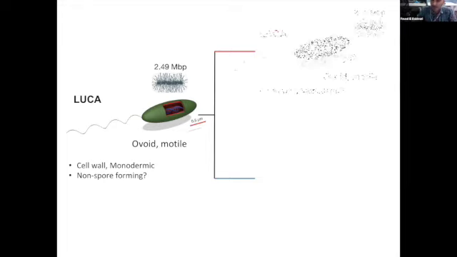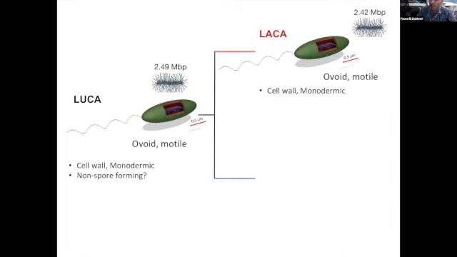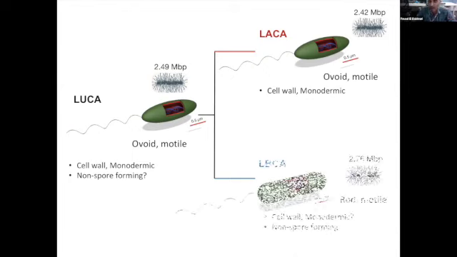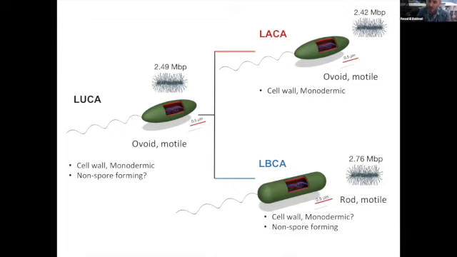The last archaeal ancestor has also a similar genome size to LUCA, was ovoid and motile, has a cell wall also, and has a single cell membrane. However, the bacterial common ancestor, as was suggested before, was rod-like and motile and has a genome that is slightly bigger than that for LUCA. But it was not clear whether it has a single membrane or not, and it was non-spore forming.